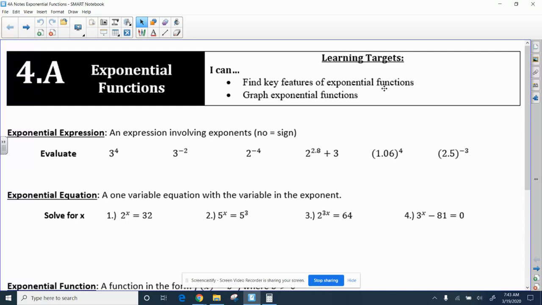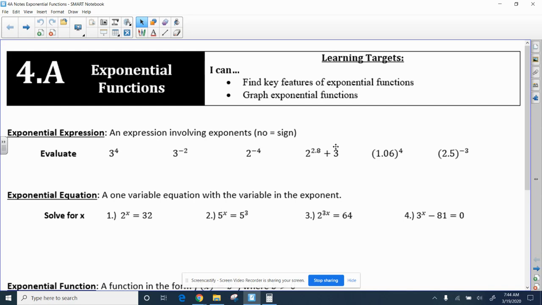Notice this uses the word functions. We have in previous units dealt with expressions, equations, and functions. So we're going to see the difference between those three right now. Mostly, though, we'll be dealing with exponential functions. Later, we will be actually solving exponential equations, which, of course, are a little bit different than functions.